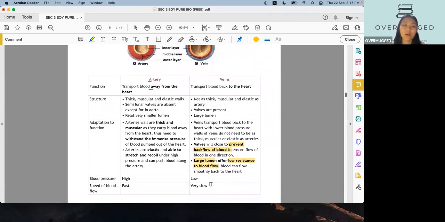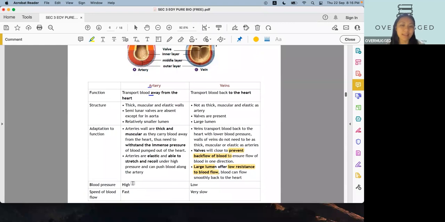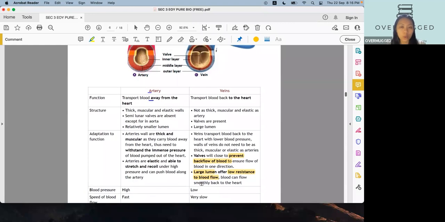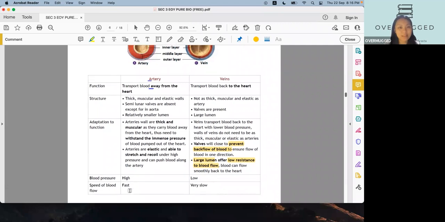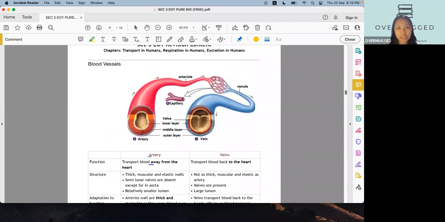Okay, so that is the set of keywords for the adaptation to function. The blood pressure is high in arteries, low in veins, and then the speed of blood flow, of course. If blood pressure is high, of course the blood flow is fast. If the blood pressure is low, it also makes sense for the blood flow to be slow. So that is arteries and veins. What is in between is also really important, which is the capillaries.